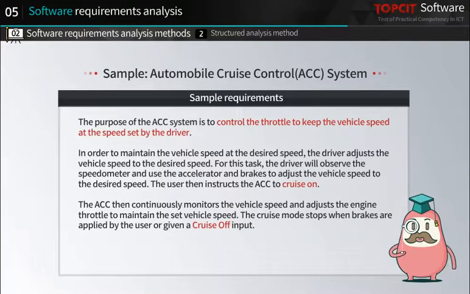The screen is a brief description of requirements related to the ACC system. After reading this requirements statement, please review the development process on the following screen.